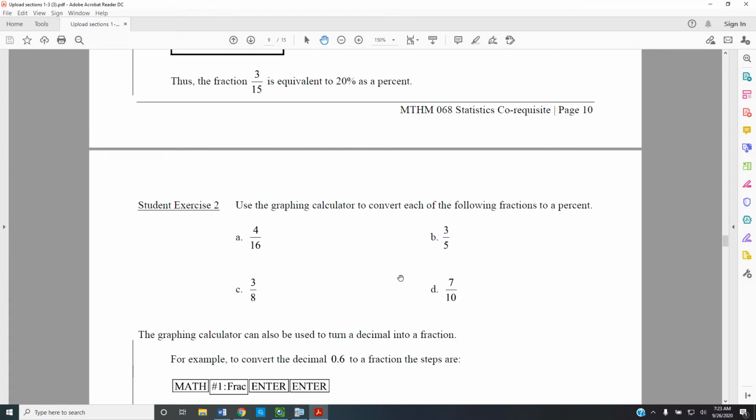Again, student exercises, there you go. Convert these and write them as a percentage.